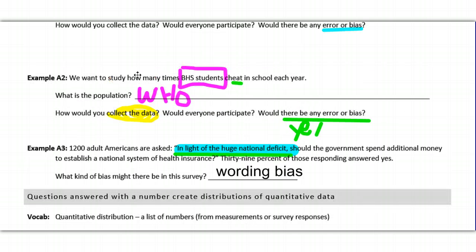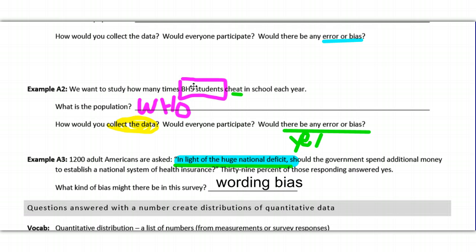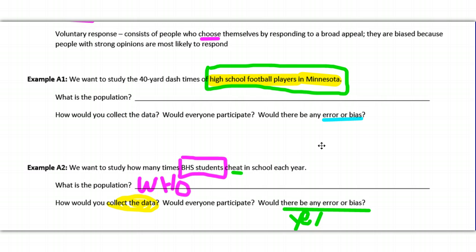So when you're giving a survey, you have to look at who you're giving it to. You have to look at how you word the questions, how you collect the data, who's going to actually participate, if it's going to be everyone in your population or only a part of it, and then trying to make it as balanced as possible.